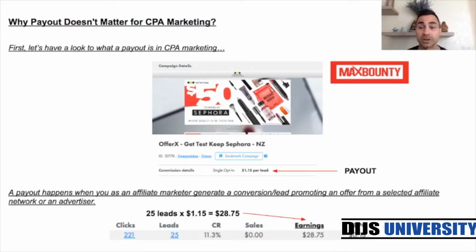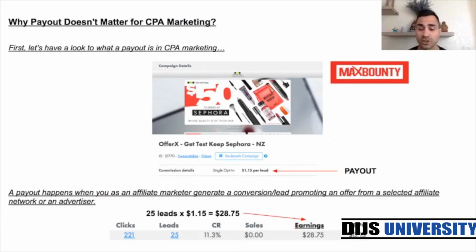This is an example here from MaxBounty. It is a Shapora offer, and if you look below where it says single opt-in, that's the offer type, it says $1.15 per lead. The lead is the sign up on the offer landing page that you produced with your traffic. So that's the payout that you get for that lead. In other words, a payout happens when you as an affiliate marketer generate a conversion or lead promoting an offer from a selected affiliate network or an advertiser.